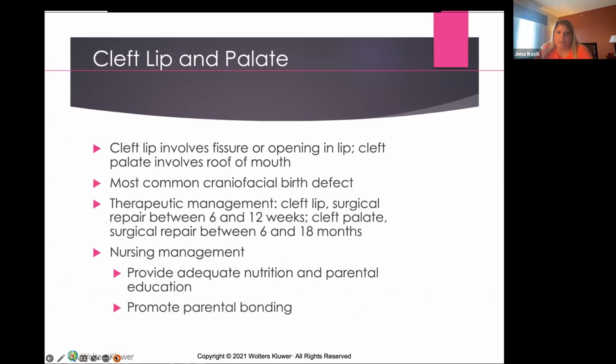Cleft lip and palate. The newborn can have a cleft lip and cleft palate, or just a cleft lip. It's the most common craniofacial birth defect. Often it may need surgical repair between 6 and 12 weeks. Cleft palate is typically between 6 months and 18 months. There'll be special ways of feeding these infants because of an increased risk for aspiration. There are special bottles and nipples that can be used to help promote oral intake and then prevent aspiration.